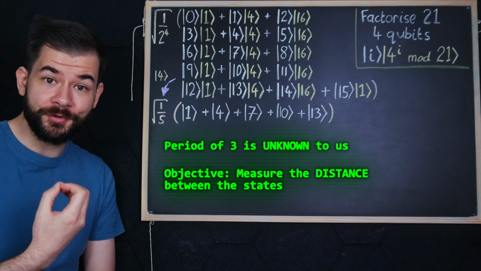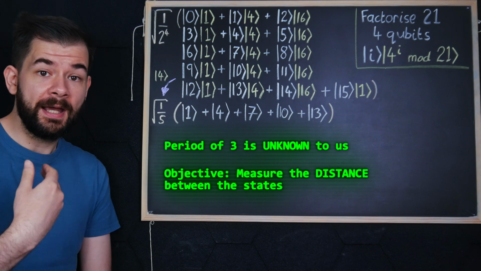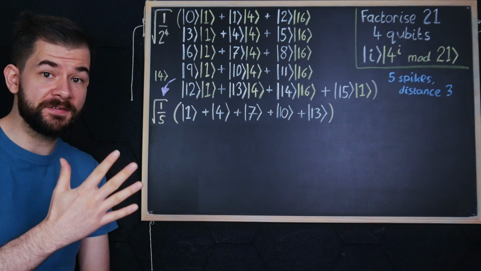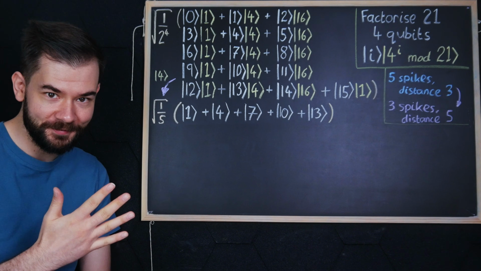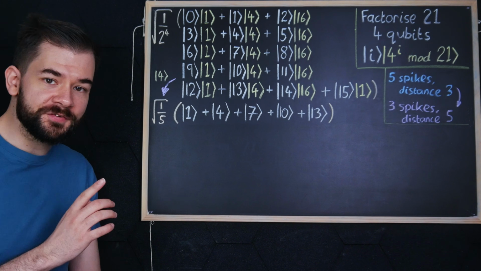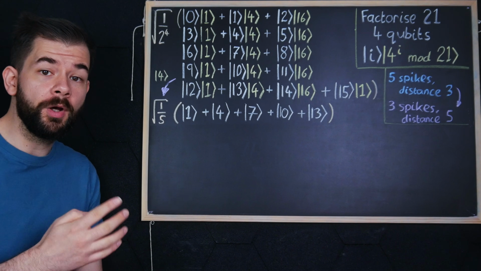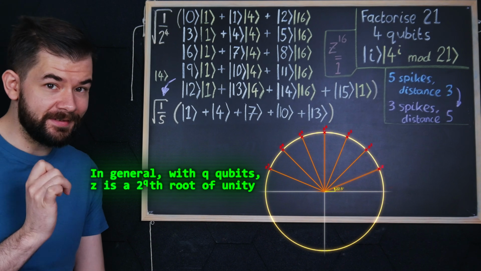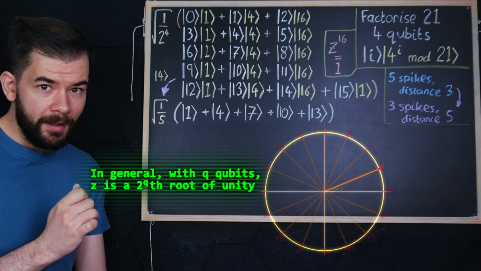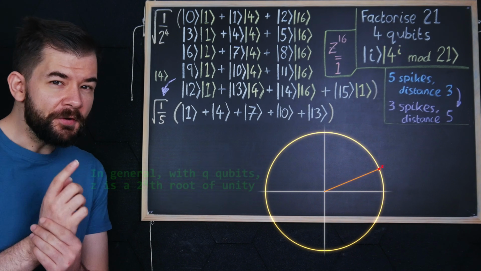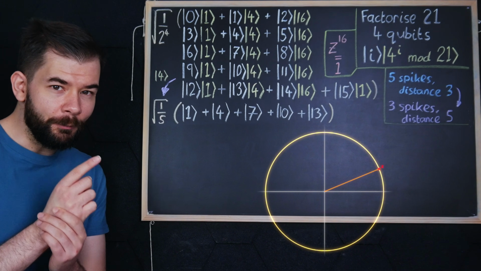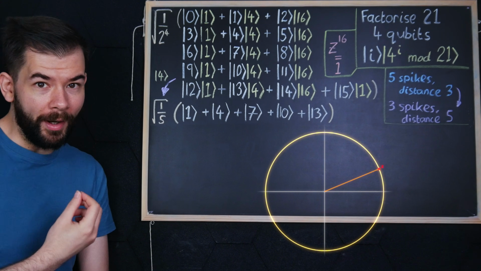And the quantum Fourier transform does this by swapping a function with 5 spikes distance 3 apart to a function with 3 spikes distance 5 apart. So how does this work? Well, first, because we're working with 4 qubits, we'll work with z, a 16th root of unity. The quantum Fourier transform gives us a new superposition. Let me first state what it is, and then we'll explore what it means and why it works.